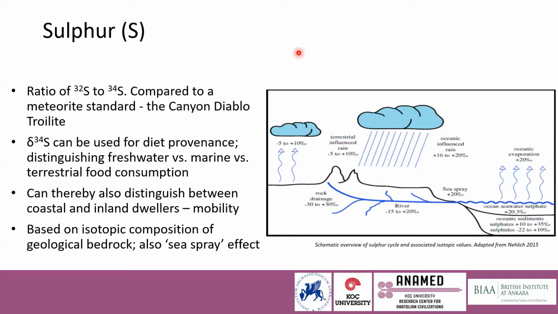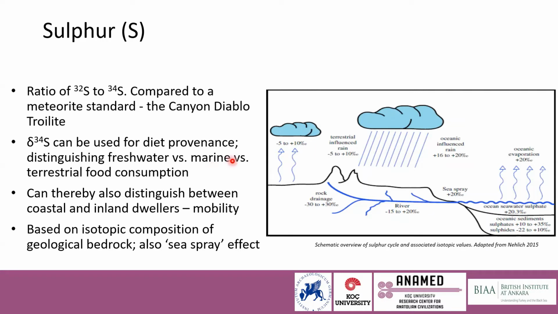Whereas with carbon and nitrogen, you can distinguish between different levels of the diet or different sources of the food, it's difficult sometimes to see between terrestrial and freshwater. Terrestrial and marine are quite distinct with carbon and nitrogen, but terrestrial and freshwater are more difficult, and delta sulfur 34 can help with this. This means it can be used not just for diet provenance, but also applied to mobility questions and residency.